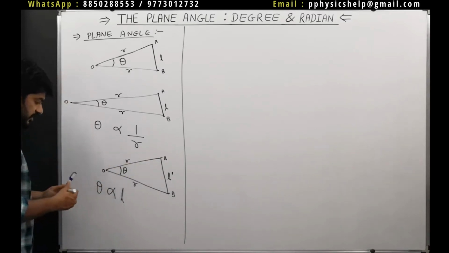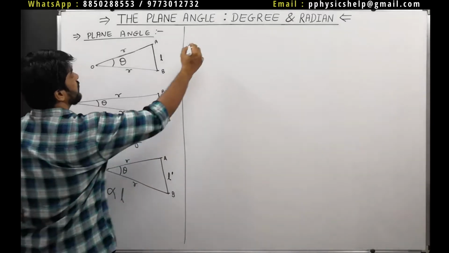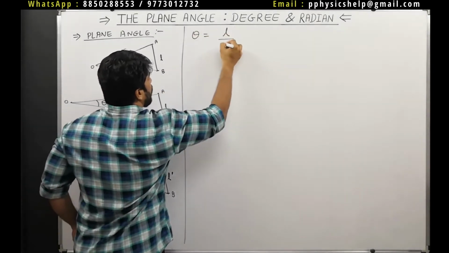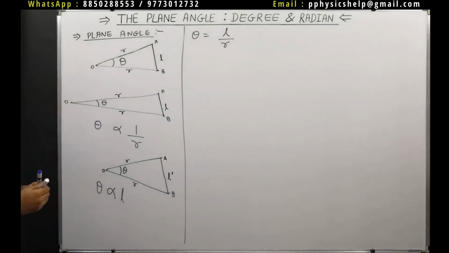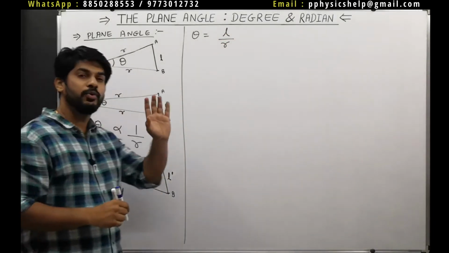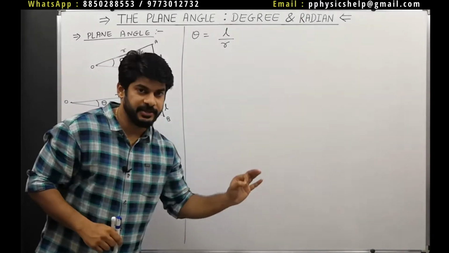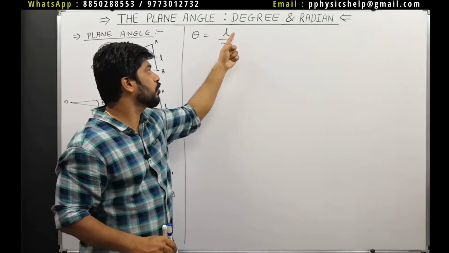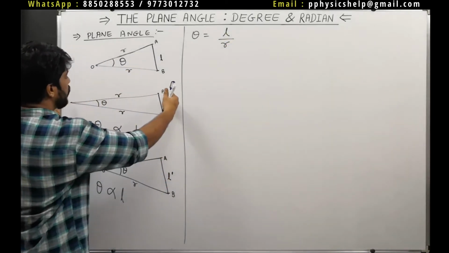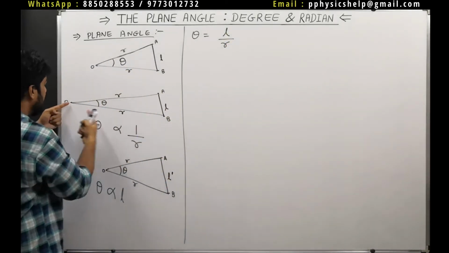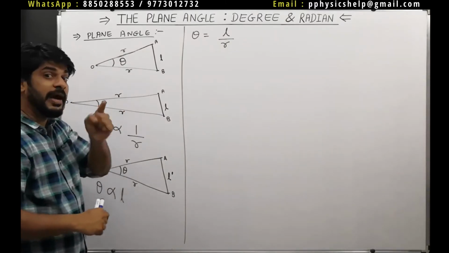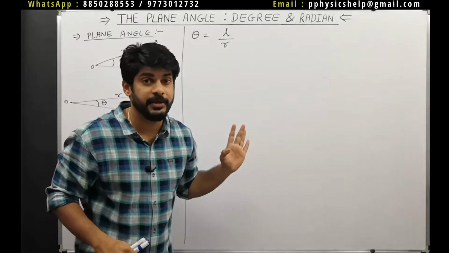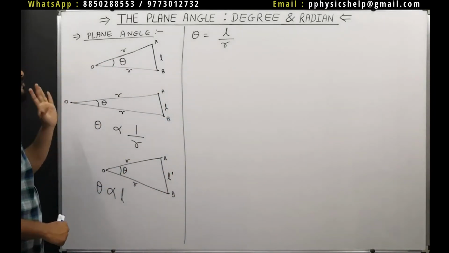So from this we can say that theta is equal to L upon R. Theta is equal to L upon R. So that's how we have defined theta. Theta is equal to the ratio of the length of the line to the distance from the line to the given point at which the angle is subtended. So this is how we define it.